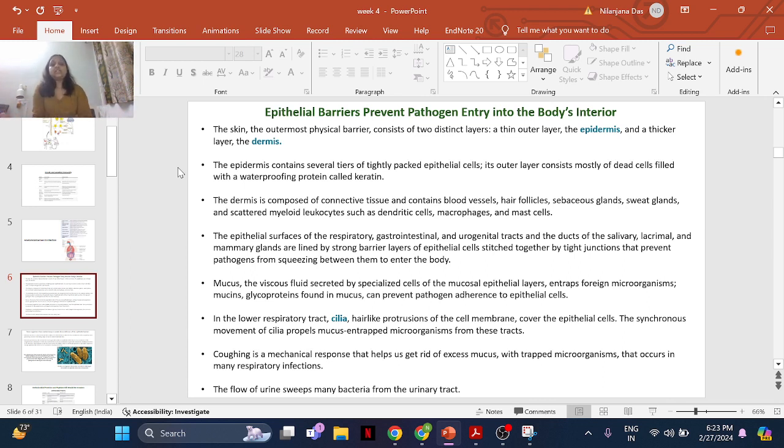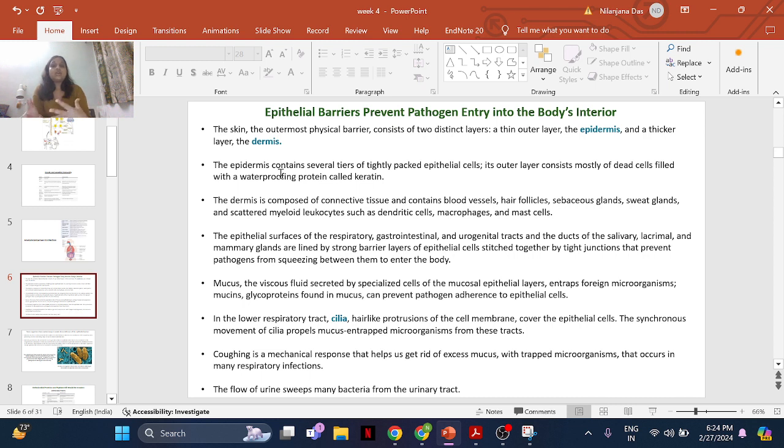As I already told, the first and the most important is the skin, our outermost physical barrier. It consists of two distinct layers: the outer layer, epidermis, and the thicker inner layer, the dermis. The epidermis contains tightly packed epithelial cells, and its outer layer consists of mostly dead cells filled with a waterproofing protein we all know, termed keratin. And the dermis inside is composed of connective tissue, blood vessels, hair follicles, sebaceous glands, sweat glands, and other leukocytes such as dendritic cells, macrophages, and mast cells.